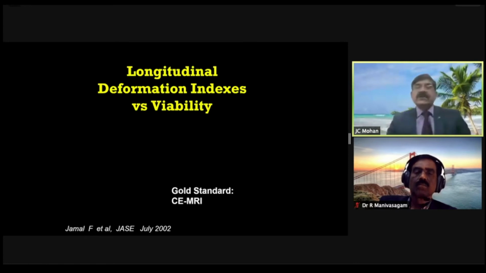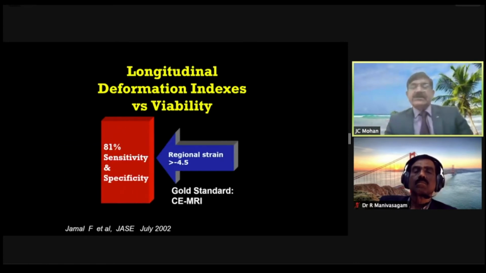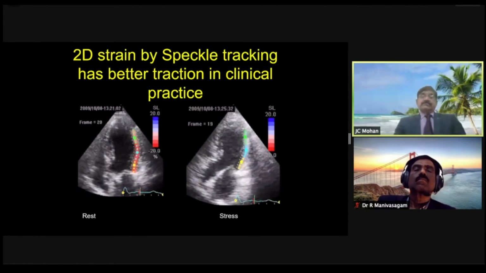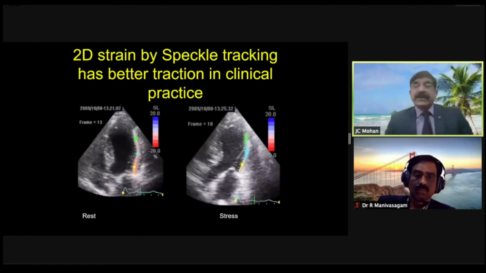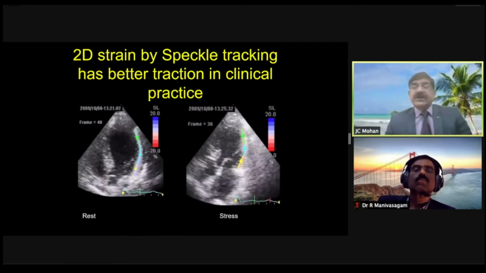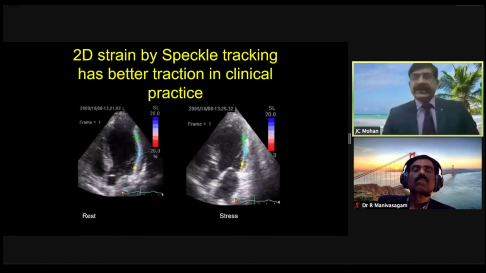Longitudinal indices and viability have been studied extensively. Currently, it is suggested that if the longitudinal strain is less than 5%, forget the minus sign, then there is a good chance that we are dealing with a non-viable myocardial segment. And here is a case used in stress echocardiography. People have used it, but it is not recommended.